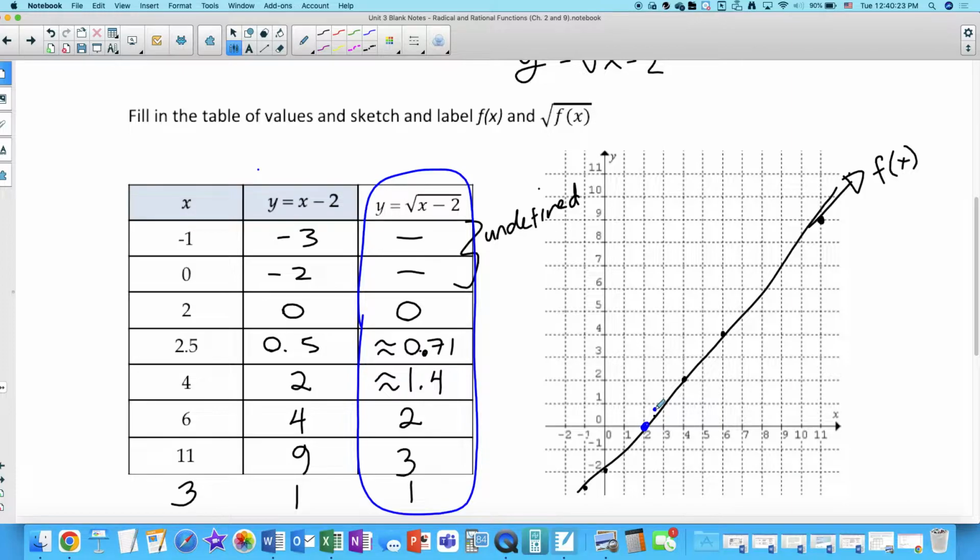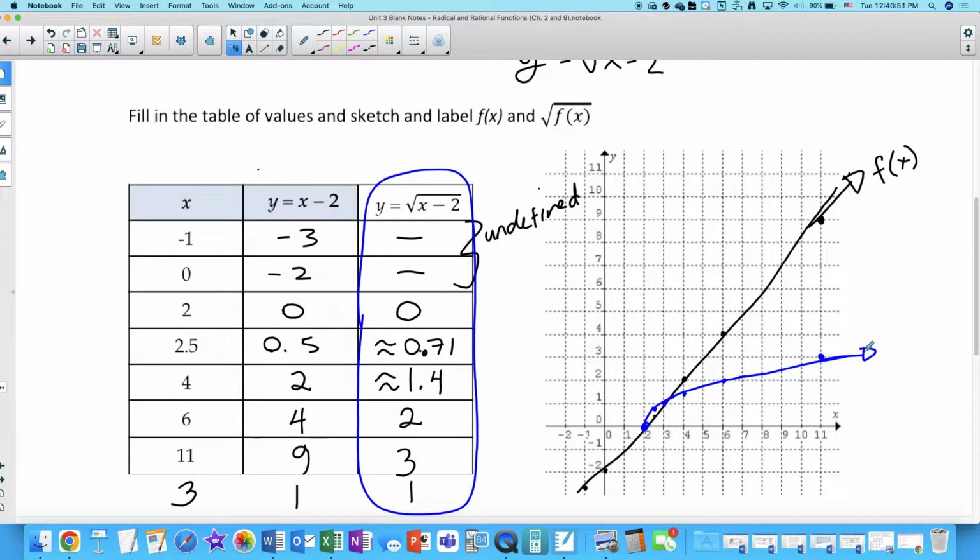When x is 4, y is 1.4, that's about there. So when x is 6, y is 2. When x is 11, y is 3. Okay, and I want to add this point in as well. When x is 3, y is 1. So this looks like this.